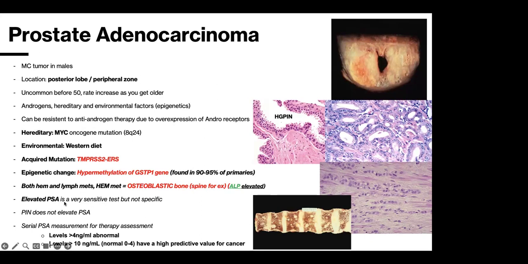Elevated PSA is very sensitive, but not specific. So if a patient has elevated PSA, it really raises the question of prostate adenocarcinoma, although the in situ variant does not elevate PSA. Once therapy has started, serial PSA measurements are done to see if the patient is improving. If the levels are decreasing, that means the therapy is working, and the patient's prostate cancer is getting smaller, I guess. If the levels are over 4, in general, there is something wrong. If the levels are over 10, it has a high predictive value for cancer.